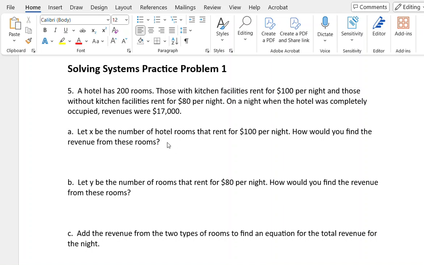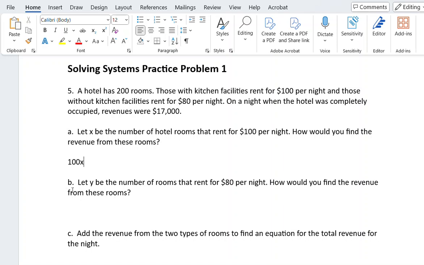So for the first question, let X be the number of hotel rooms that rent for $100 per night. How would you find the revenue from those rooms? So if I had 8 rooms that rented for $100 per night, that would be $800. If I had 12 rooms, it would be $1,200. So we multiply 100 by the number of those rooms, and that is 100x.